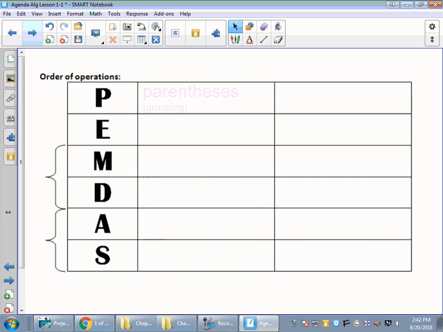So the P stands for parentheses. As you get further in this course and in math, it might not just be parentheses. It could be brackets, other ways to group things. But in this case, the P stands for parentheses.